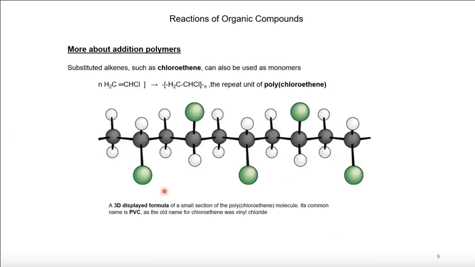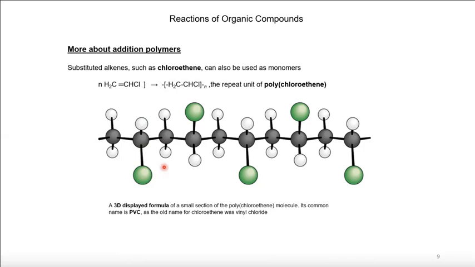Okay, we go further. These are substituted alkenes. We take chloroethene. This molecule is chloroethene. Its polymer is polychloroethene, and here is the three-dimensional display of PVC, polyvinyl chloride. This is the repeat unit. You see, two hydrogens with one carbon atom, and one bond there, and then one hydrogen with a carbon atom and a chlorine atom. So this is the repeat unit of polyvinyl chloride.